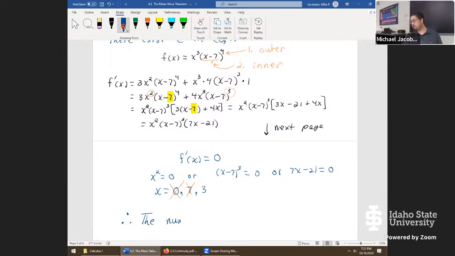The number, let me spell number correctly first. c in the conclusion is c equals 3. So that's what we're looking for with Rolle's theorem.